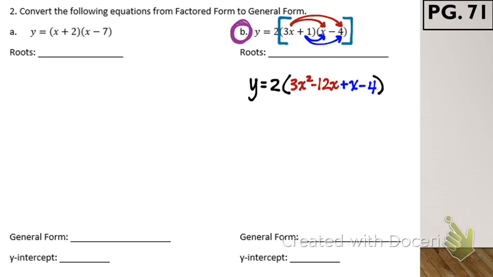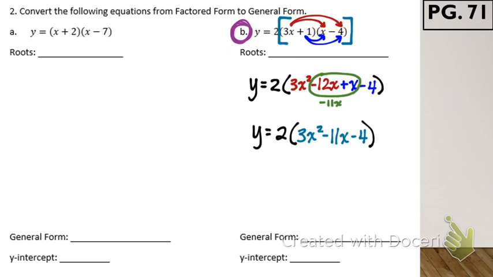Is there anything that we want to combine together? 3x squared, no, that's not like the others. Negative 12x and x. Yep, negative 12x plus x. What do I get when I combine those? Negative 11x, yes. So I have y equals 2, and then inside here I have 3x squared minus 11x minus 4. And I'm almost done. Yep, we're going to distribute, and then we're finished.